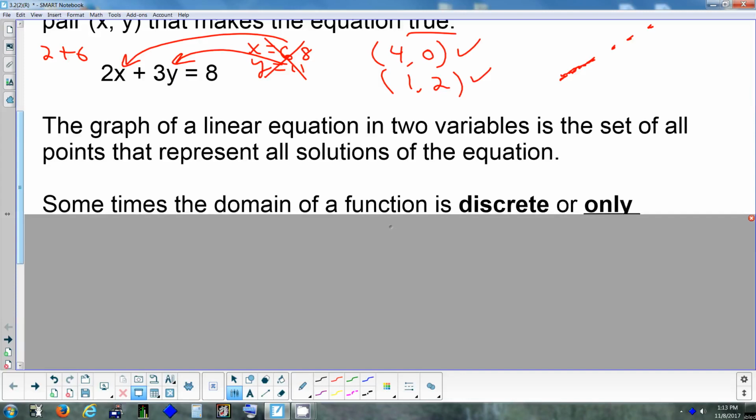Discrete would be something like, let's say you were counting the number of people in the room. 1, 2, 3, 4, 5, 6, 7, 8.